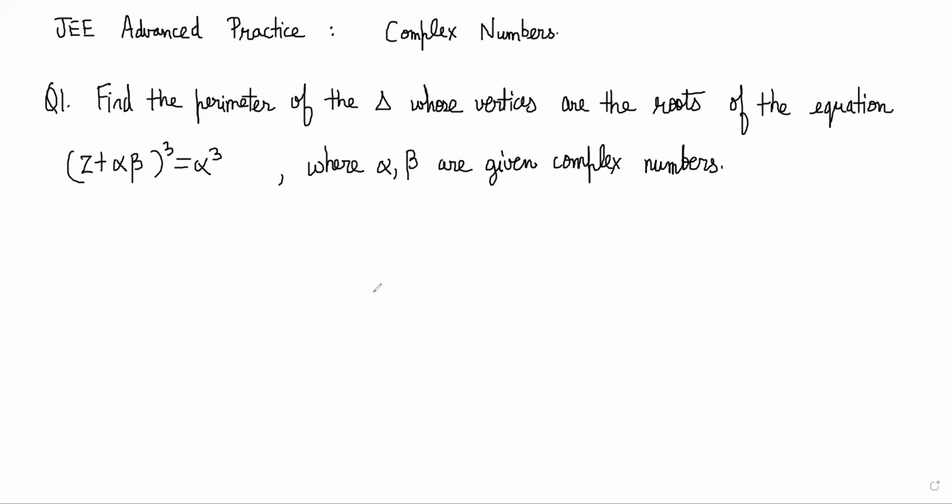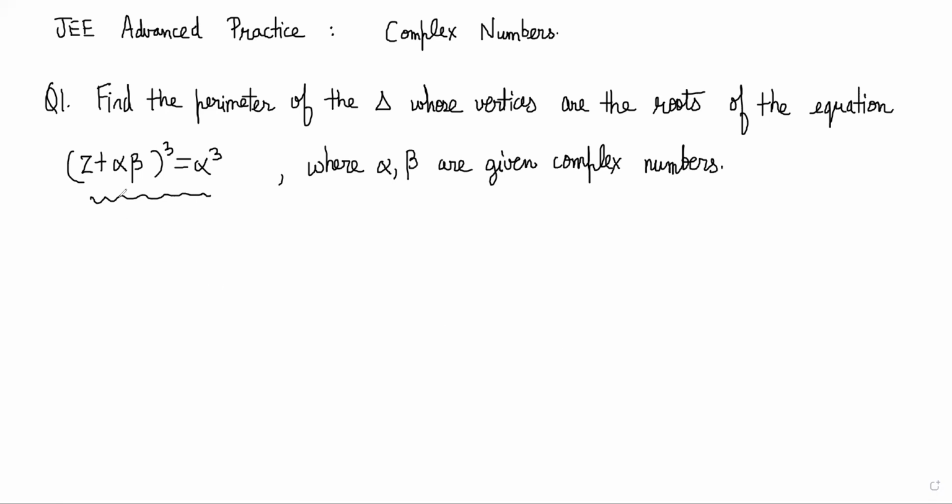Hi, in this video, we are going to look at a few complex number questions for JEE Advanced. So we start off with this problem. Find the perimeter of the triangle whose vertices are the roots of this equation: (z + αβ)³ = α³. Here alpha and beta are some given complex numbers.